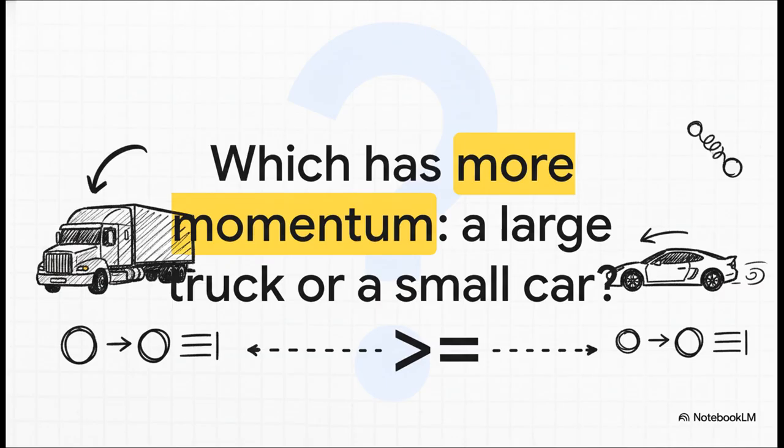You've got a huge truck and a tiny little car. They're both cruising along at the exact same speed. So, does that mean they have the same momentum? Let's apply our new formula and see what the physics tells us.